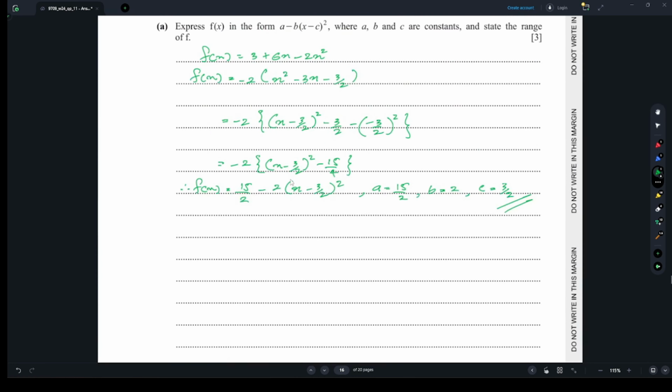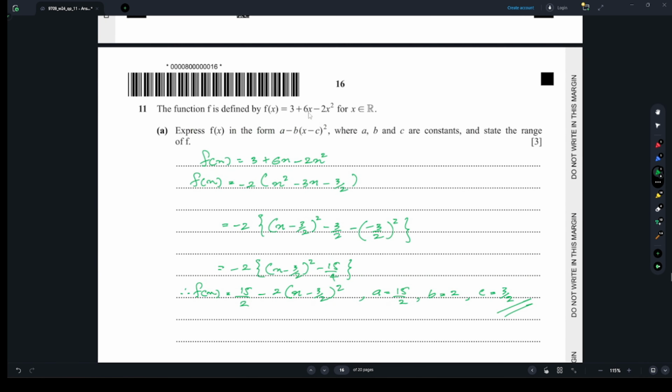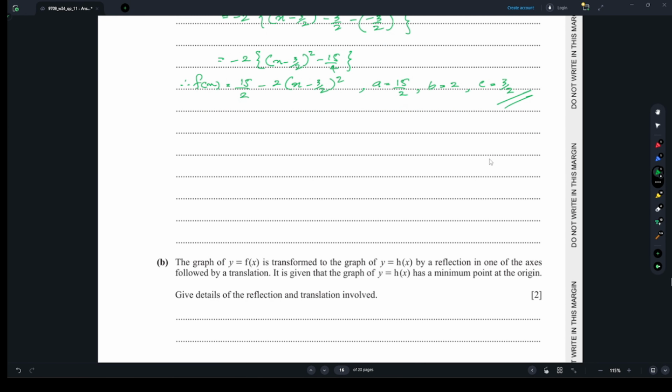Then you have to state the range of f. So I can write here, when x equals 3 over 2, then f(3/2) equals 15 over 2, right? And then when you put any other x value, positive value or negative value, doesn't matter, you will receive a positive answer for this bracket.